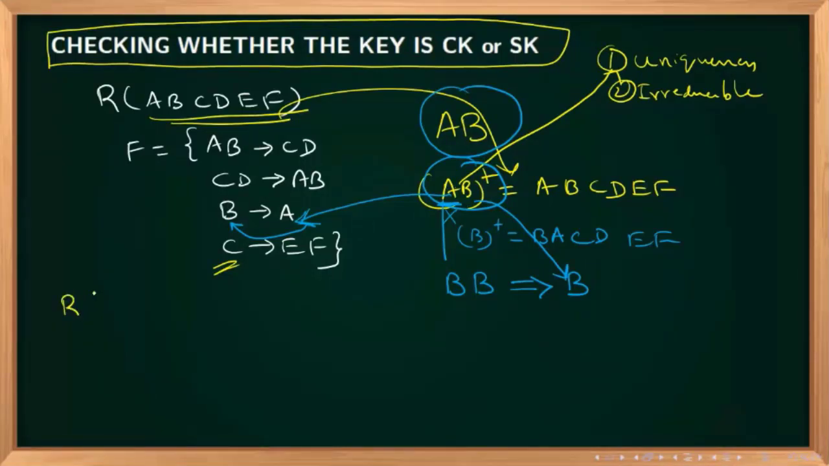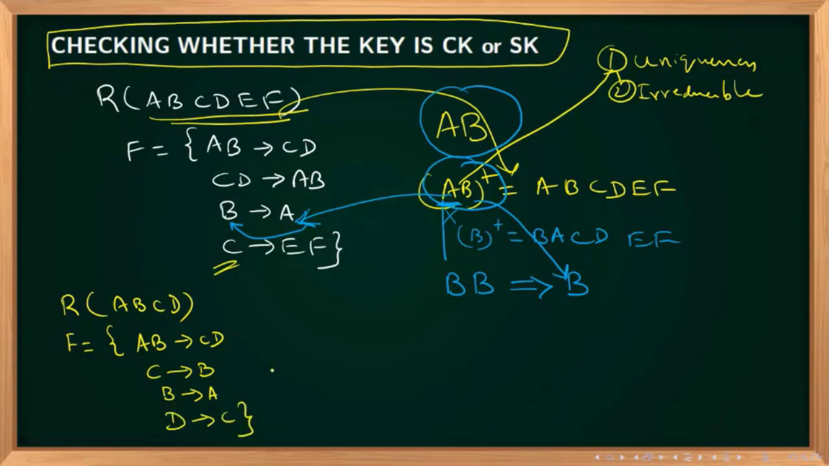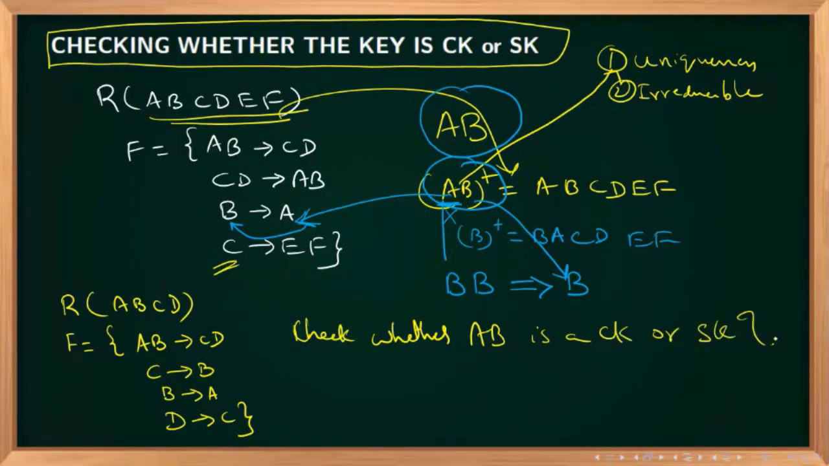The question is: relation R(A, B, C, D, E, F) with the set of dependencies AB determines CD, C determines B, B determines A, and D determines C. That is, AB to CD, C to B, B to A, D to C. The question is, check whether AB is a candidate key or super key. Tell the answer quickly.